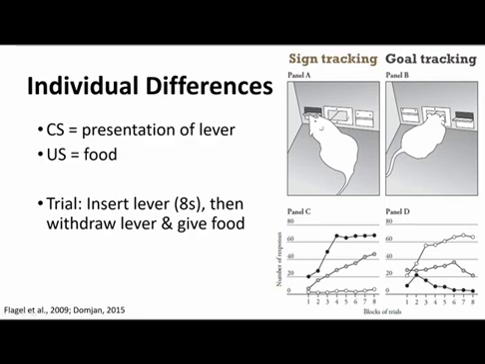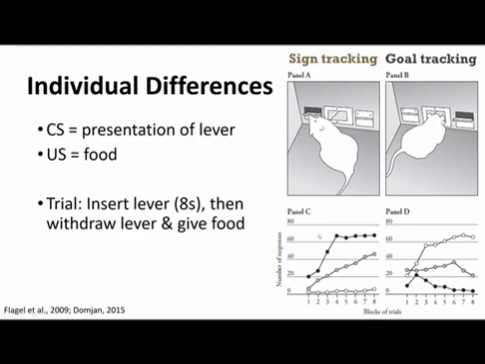So in the middle would be the hopper where the food is dispensed, and then on either side of the hopper would be places where a lever could be presented. And so during a trial, a lever would be pushed into the cage so that the rats could see and interact with it if they wanted. And then after 8 seconds, whether they touched the lever or not, the lever would be withdrawn and the rats would be provided with food. So within this experiment, about 1/3 of the rats ended up showing sign tracking.